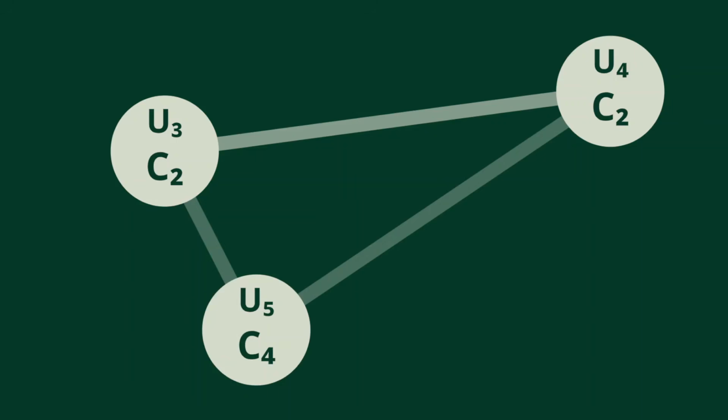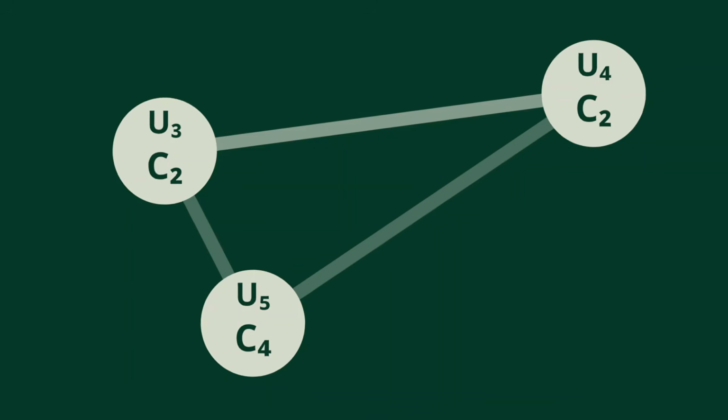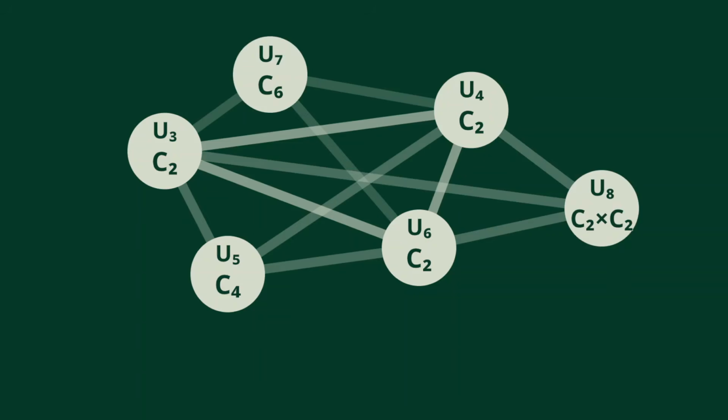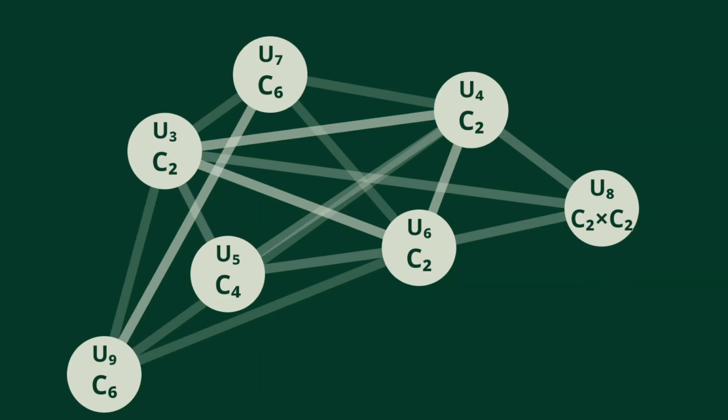Next is U5, which is a 4 cycle. And 2 divides 4, so the 2 cycles are subgroups of the 4 cycle. We'll draw lighter lines to indicate subgroups. Next comes U6, then U7, U8, U9, and U10. Now, it's starting to become messy.